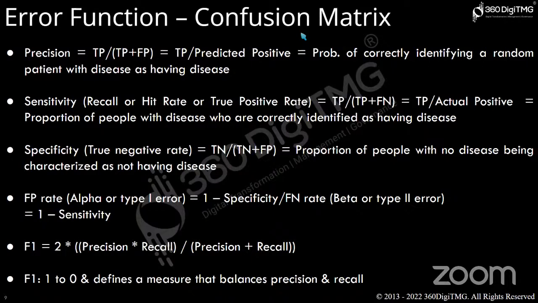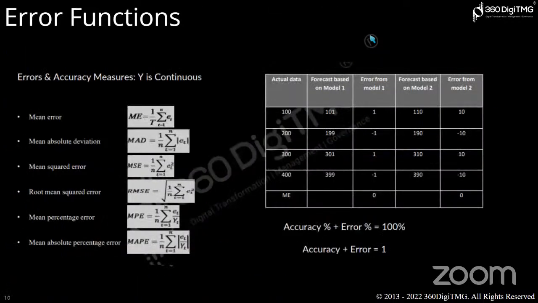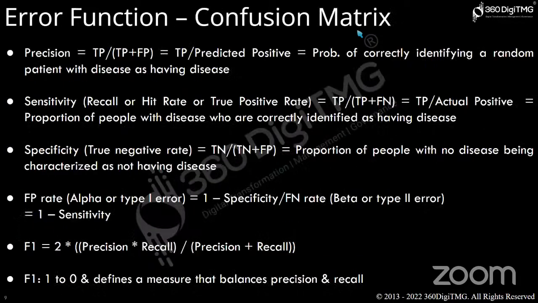Now there are various other error functions like precision, sensitivity, specificity. Sensitivity is also known as recall. Specificity, false positive rate, F1 score, many other things are there. So these are all again evaluation metrics for a classification problem. Only in a classification problem can we use these.